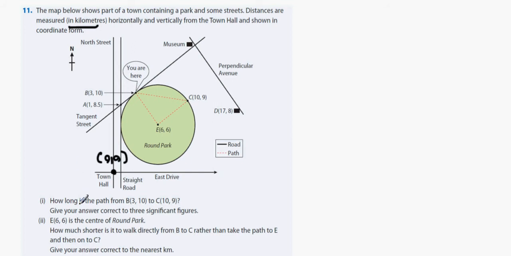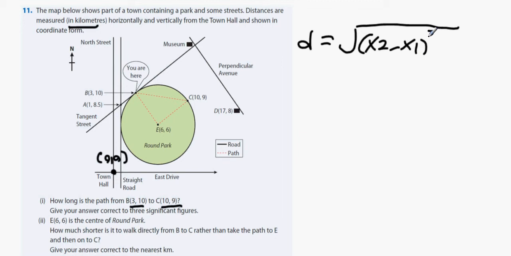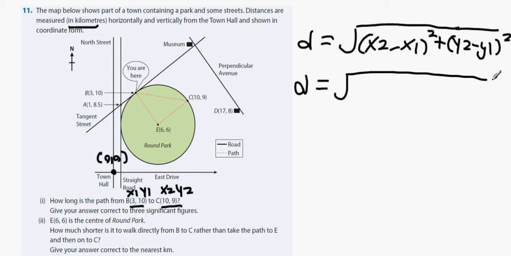How long is the path from B to C? So B is (3, 10) and C is (10, 9). So B to C. To get how long it is, we need the distance formula, and the distance formula is the square root of x2 minus x1 squared plus y2 minus y1 squared. So we're just going to have to figure out which one's x1 and y1. So we call it x1, y1, x2, y2, and the distance is the square root of 10 minus 3 squared plus 9 minus 10 squared.